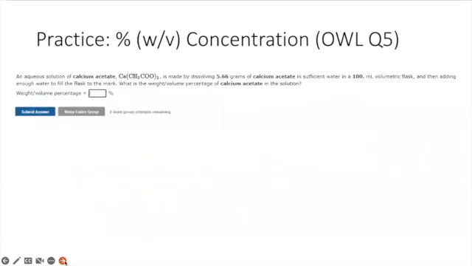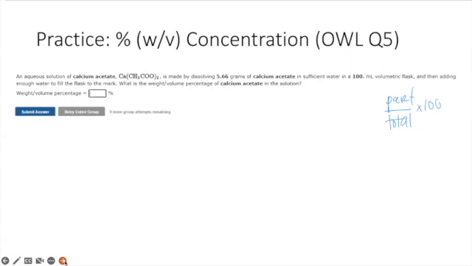So your OWL question 5 is similar, but this time it's asking for percent volume. So an aqueous solution of calcium acetate is made by dissolving 5.66 grams into 100 milliliters of water, blah, blah, blah. What is the weight volume percentage? So again, this is part over total times 100.